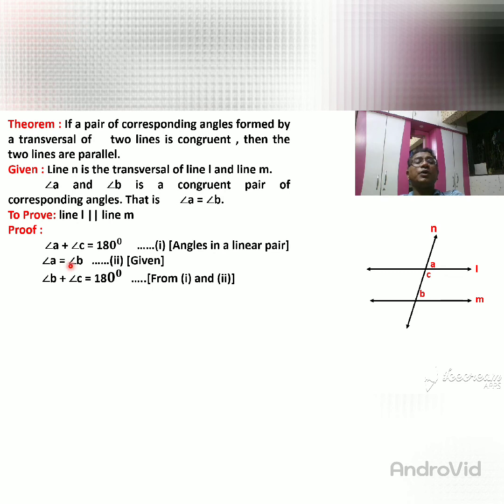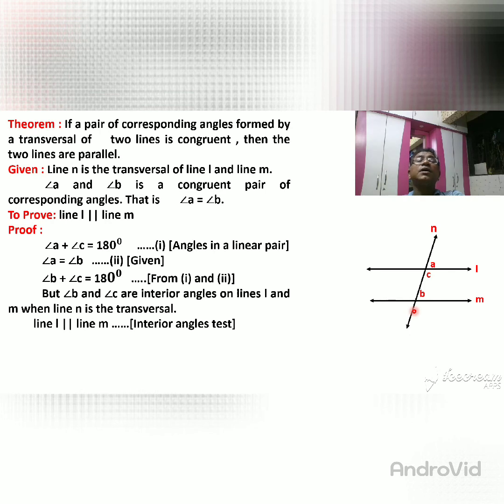Why? A is equal to B, so here we write B. So angle B plus angle C is equal to 180 degrees. This angle C and this angle B are interior angles of each other, and N is the transversal. See, this N is the transversal. So by the interior angle test, they are parallel. Who are parallel? Line L and line M are parallel. Very simple. Do you understand this?